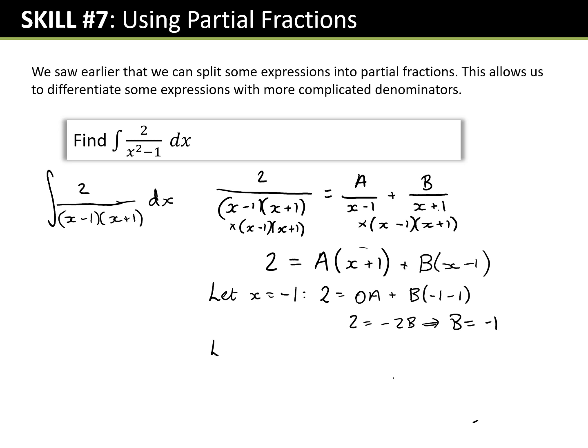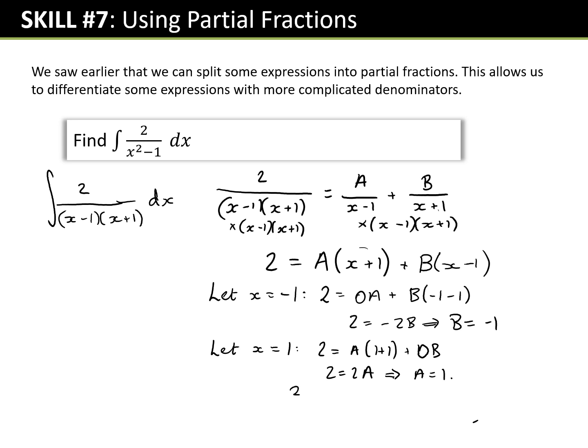Now we can do the same thing all over again. Let x equal a different value. So that time we let this one equal 0. So let's do it with this one instead. So for this to be 0, x has to be 1. So 2 equals A lots of 1 plus 1 plus 0 lots of B, because this is 0. So 2 equals 2A, so A equals 1.